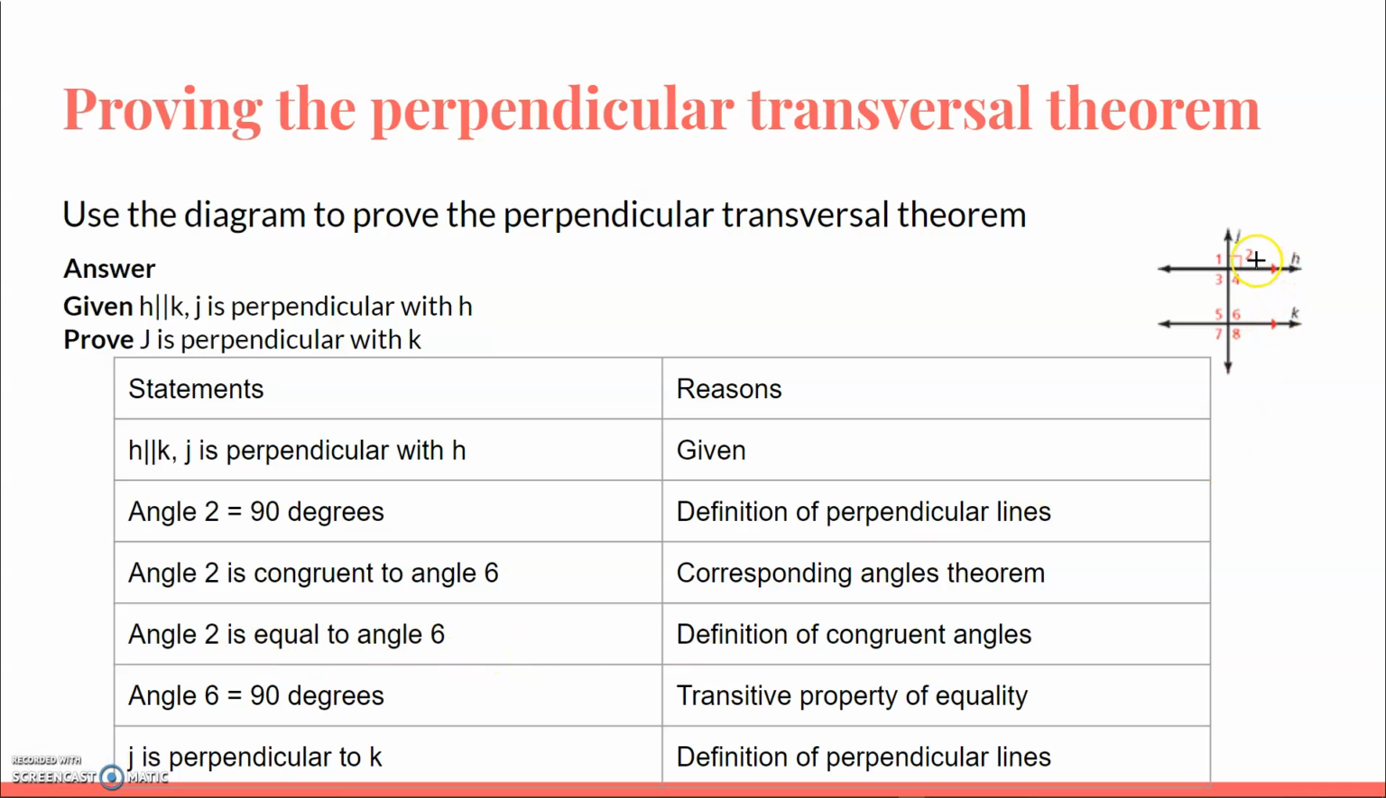That's the definition of congruent angles. And then angle 6 is equal to 90 degrees. That's our transitive property of equality. And then J is perpendicular to K. That's the definition of perpendicular lines. Since you know that angle 6, the angle of the perpendicular lines, is 90 degrees, therefore, line J is perpendicular to line K.